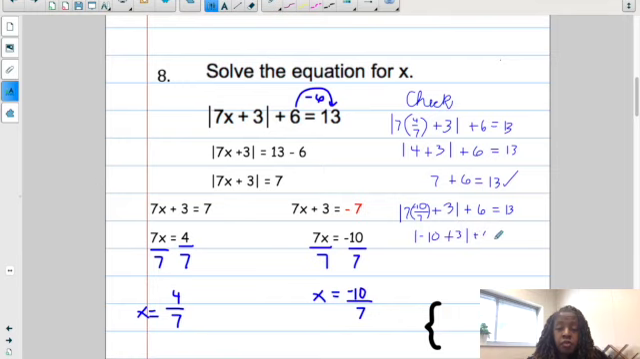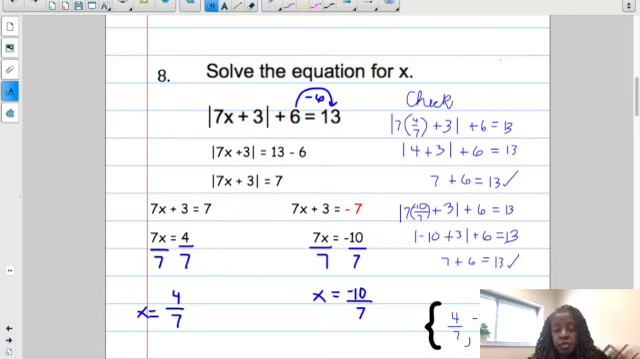Remember that when you have absolute values, if you have a negative between the bars, it's going to be a positive. Because distance is not negative. It's just how far is negative 7 from 0 on the number line. It's 7 units away. That's what the absolute value bars measure, the distance. So that works. So you're going to type in both answers separated by commas. 4 over 7, comma, negative 10 over 7.